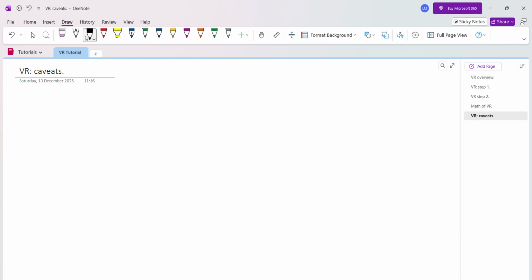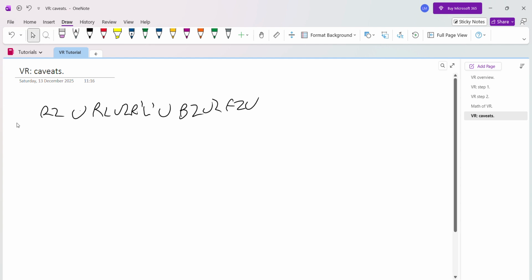The first one is what happens if your skeleton contains a DR breaking portion. So, for example, let's say we have R2, U, R, L, U2, R prime, L prime, U, B2, U2, F2, U. I don't know, something like this. How do you deal with this?